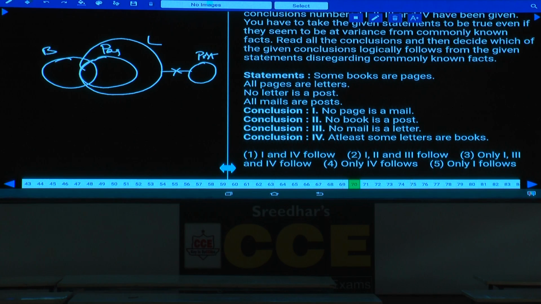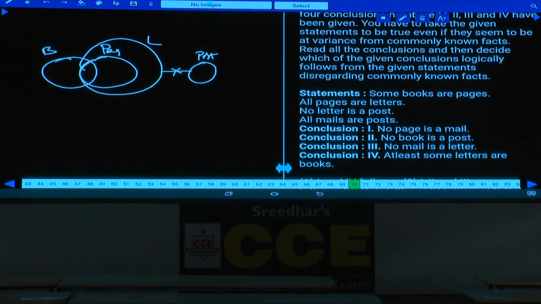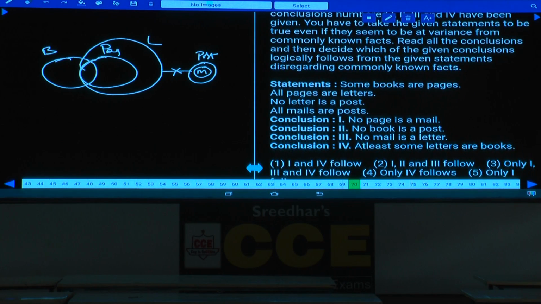And next one, all males are post. All males are post. Then, first conclusion, no page is a male. No page is a male, definitely true as of now. And the second, no book is a post, definitely true as of now. No male is a letter, that is also definitely true as of now. And some letters are books, that is also definitely true. All the given 4 conclusions followed.